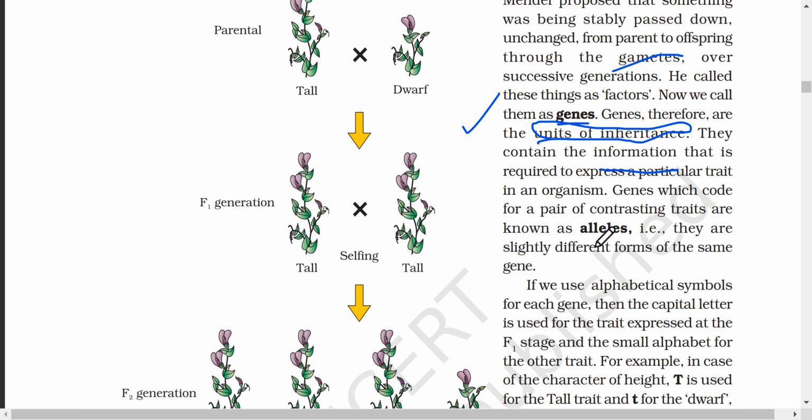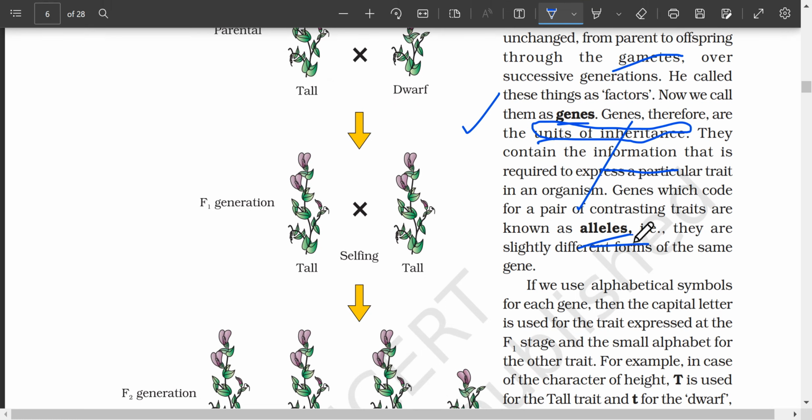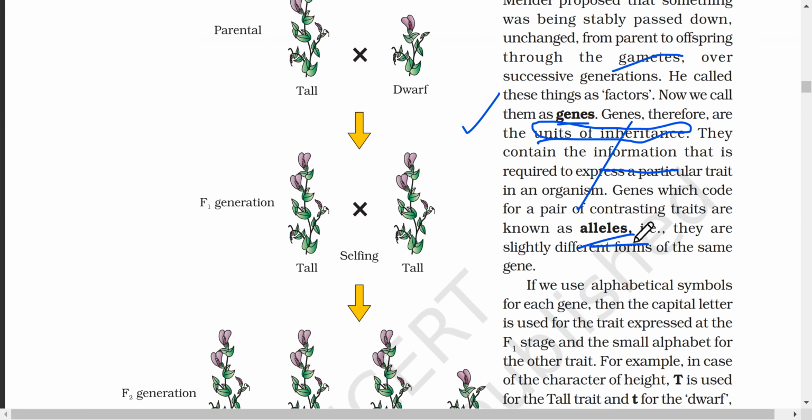Genes, which code for a pair of contrasting traits, are known as alleles. Allele is nothing but it's a gene. It's a form of a gene. Fine. And usually, generally, हम देखते हैं एक जीन के दो alleles होते हैं, दो contrasting traits होते हैं एक character के. They're slightly different forms of the same gene.